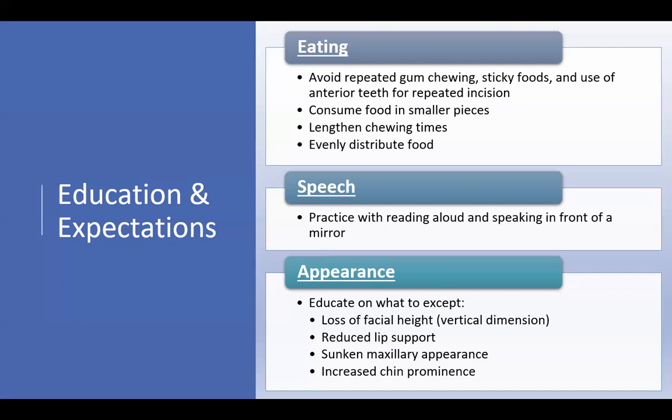Educate patients on what to expect as far as loss of facial height, the vertical dimension, reduced lip support, sunken maxillary appearance, and increased chin prominence. And this is going to happen at various rates, but especially within the first year of something like full dentures, which is pretty much what we're talking about more. They're going to have some bone remodeling and some shape changes in their facial structure. And they'll get it back to some degree when their denture is in their mouth. It'll give them a fuller look, but when they take out their denture, everything will look sunken and a little bit deflated.